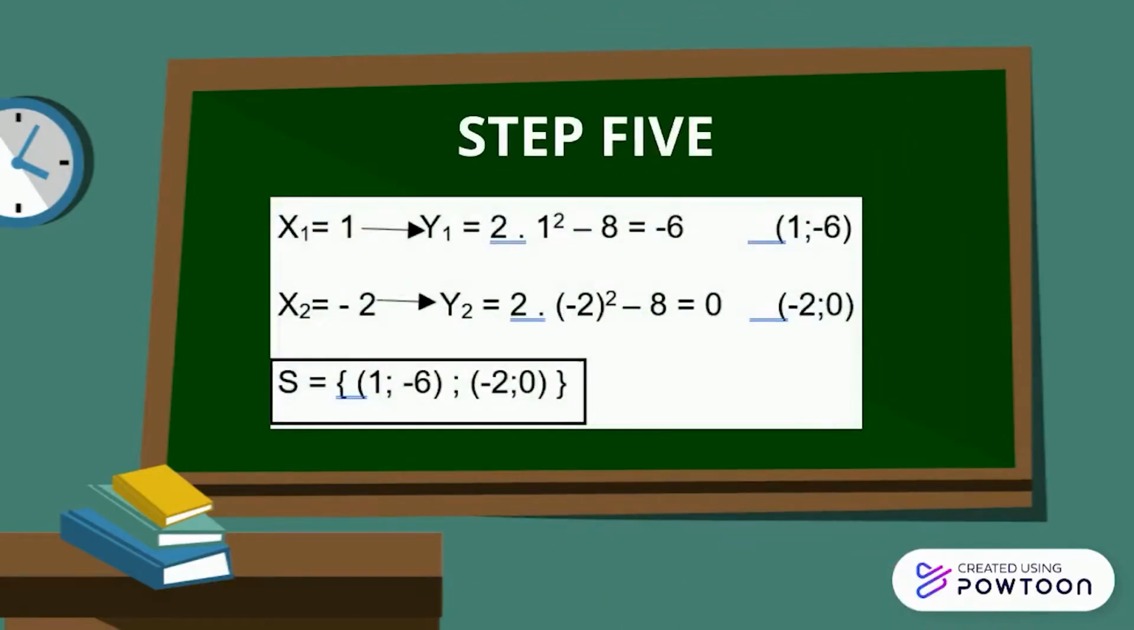Step 5. Once we solve the second-degree equation, we replace the results in the original equation. x1 equals 1, where y1 equals 2 times 1 squared minus 8 equals negative 6. x2 equals negative 2, where y2 equals 2 times negative 2 squared minus 8 equals 0. The intersection points are 1, negative 6 and negative 2, 0.